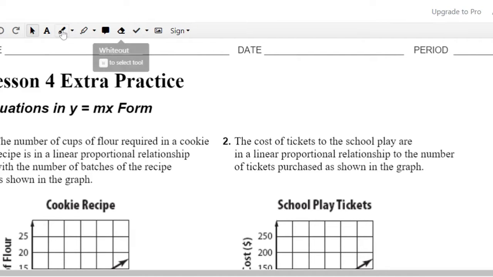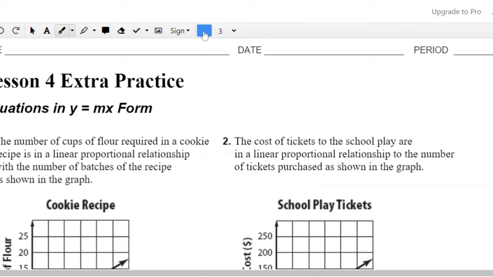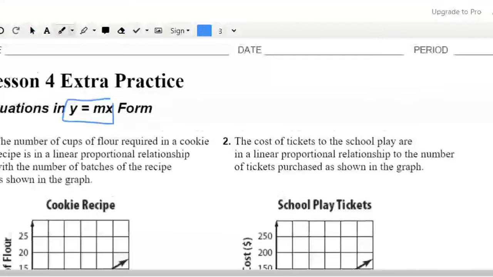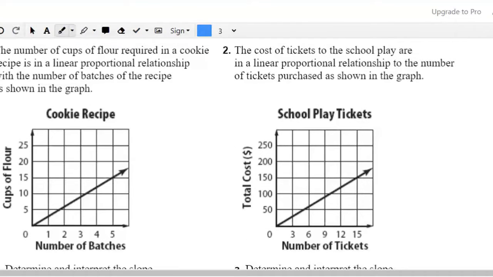And let me choose my pen. Oh, that's a good color. It's fine with me. Okay, so this is super important right here, okay? We got to remember, and this is not even the plus b, this is just y equals mx. So I guess I gave y'all a little bit too much information, but it's okay. You'll be set. All right, so we're going to start with this.